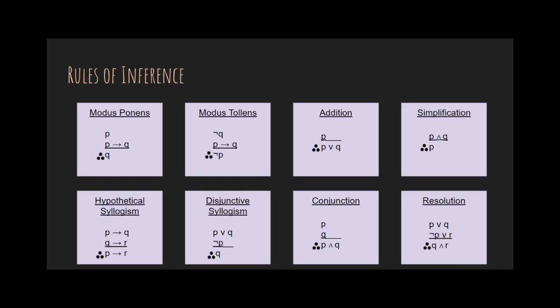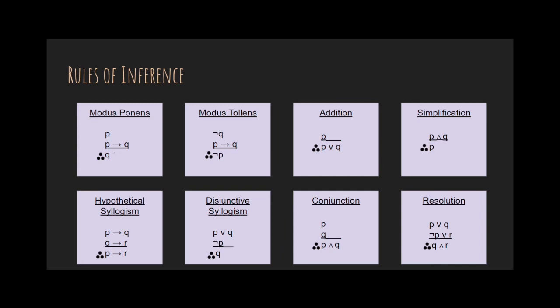Our first rule of inference is modus ponens. What modus ponens is saying is, if P is true, then Q is true. And P is true, therefore Q is true. The three-dot symbol means therefore.